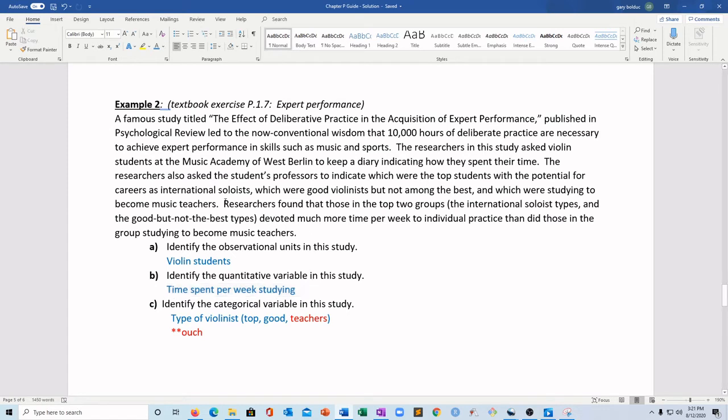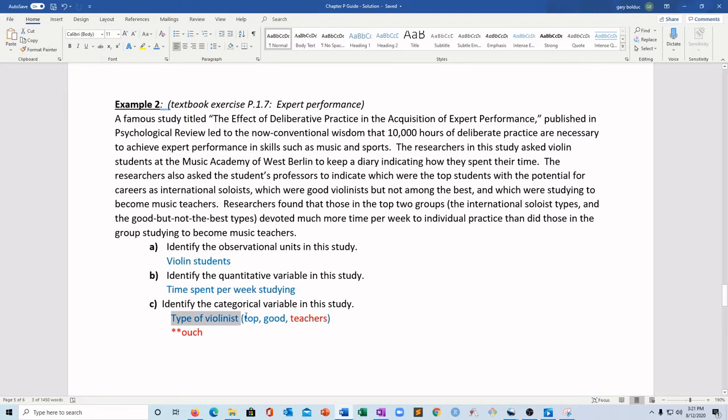Okay, well, at the beginning we had a different way of describing the students, right up here. It says, identify the categorical variable. So, what was a way we could describe each student that would put them in a box? Well, we had their professors put them in boxes. The boxes were top student, good student or good violinist, and then those studying to become teachers. So, type of violinist is the categorical variable. It's like the umbrella that describes all the different options.